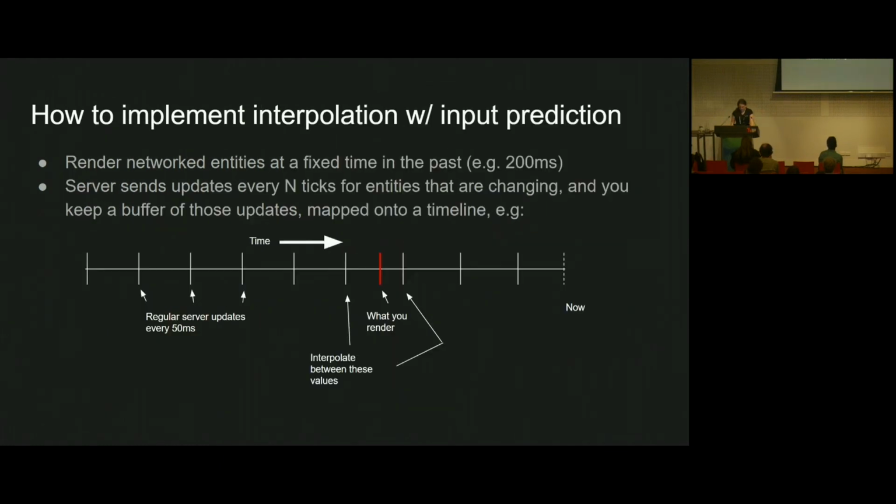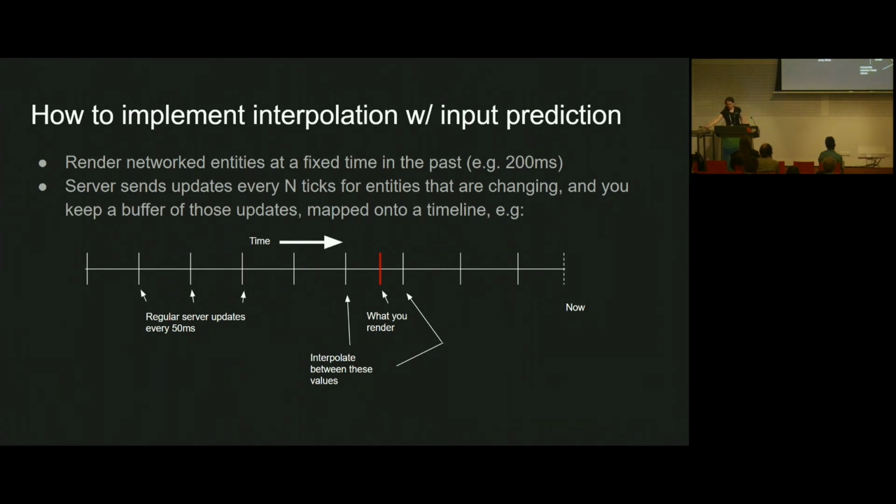So how do we implement interpolation with input prediction? As I mentioned before, we're not sending updates for every other player's position down to a client at 60 times a second. That would be too much data. So we want to send those updates at a regular interval, say, I don't know, at 20 hertz, for example.